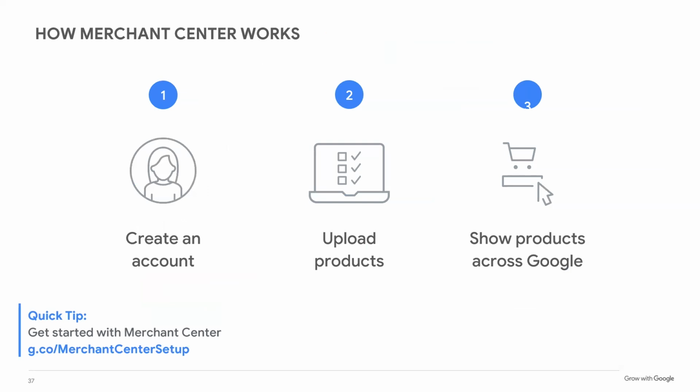Here's a high-level overview of how Merchant Center works. You'll start by creating a free account. If you already use Google Ads for your business, be sure you sign up for Merchant Center using the same Google account, which is normally the email address that you use for Google Ads. Next, you'll upload images and information on your products. Once you create your account and upload products, they are eligible to surface across Google and all of its platforms, like the search results, shopping results, and image results.